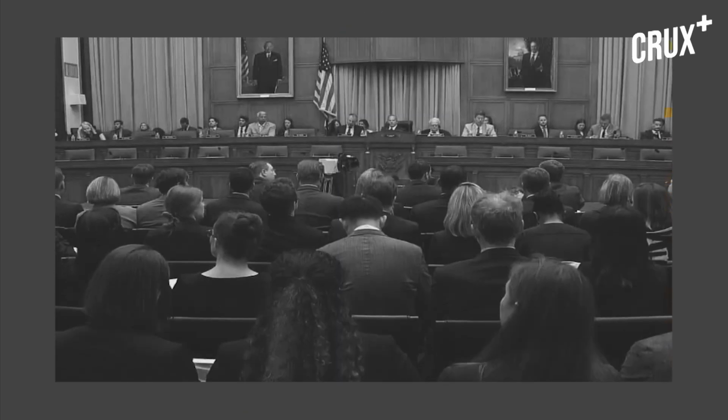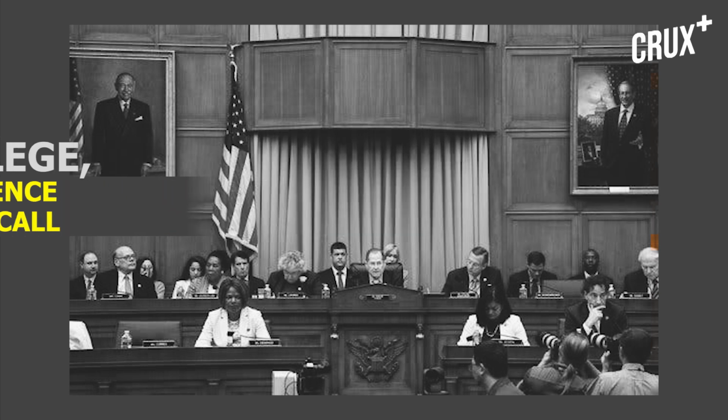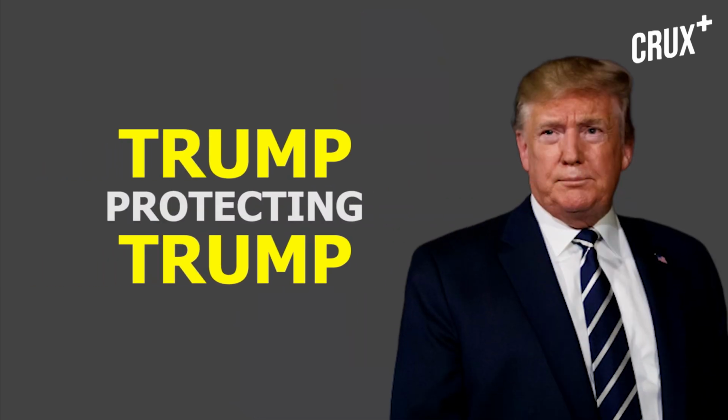He has to testify before the US Congress later on this week. He is refusing to release the transcript of that phone call. He is citing presidential privilege. The problem is that legal advice to cite presidential privilege has gone to the Director of National Intelligence from the Trump administration. So it's basically Trump protecting Trump. Now, the Democrats are saying that this is an open bid to try and misuse the office of the President of the United States, and that's why formal impeachment proceedings have been initiated in the House of Representatives.